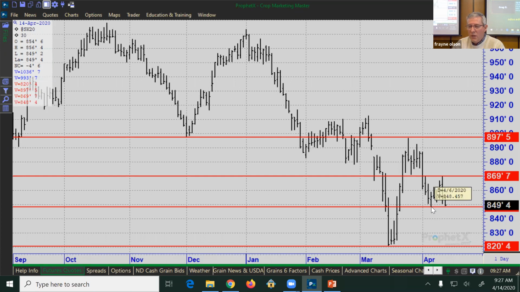We saw prices fall down to about that 850 level right here. It looks like we're going to touch that 850 level again today. It would be worrisome to me if we see today's prices push lower and go below that 850 mark, because that then becomes a psychological barrier. If we break through that 850 on the low, the odds of going down to 820 are pretty high. I mean, that would be our next psychological barrier that we start looking at.